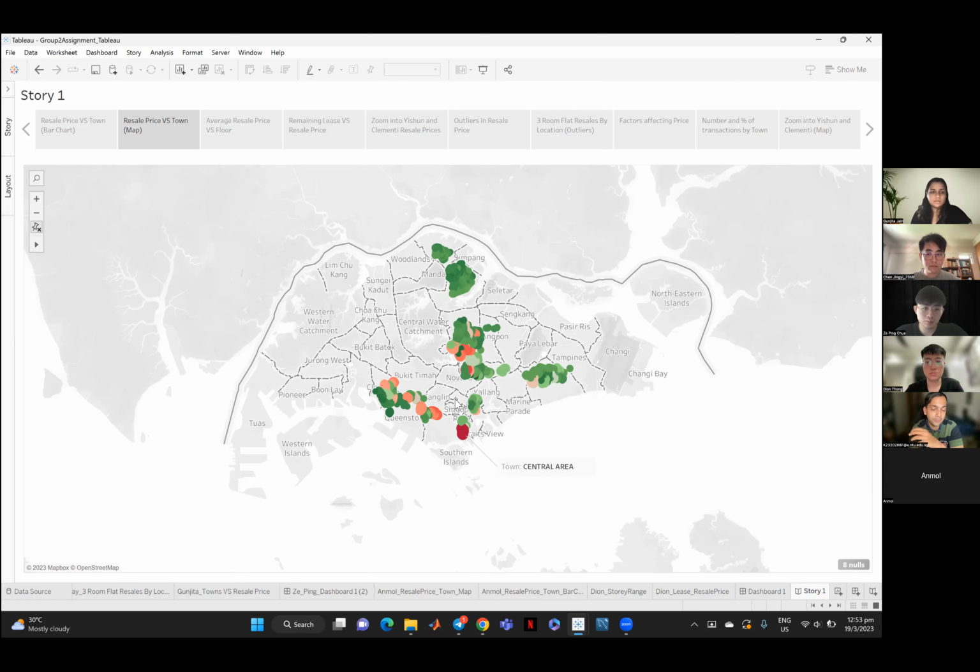So this is an example of how visualization can be used to highlight different information if I use different bar charts or maps to demonstrate the same information. So this is very useful to me as a prospective buyer compared to a bar chart because it's a lot more intuitive and visual.